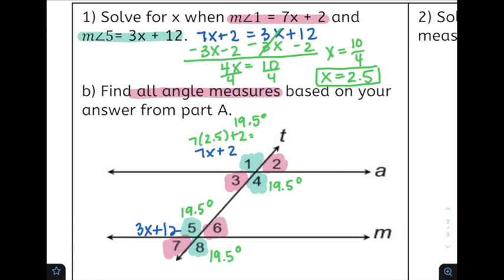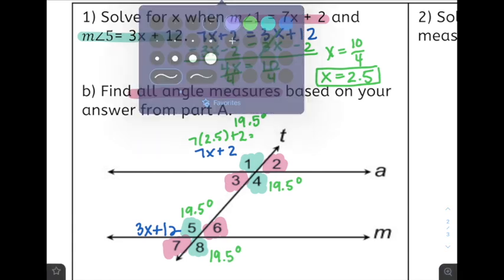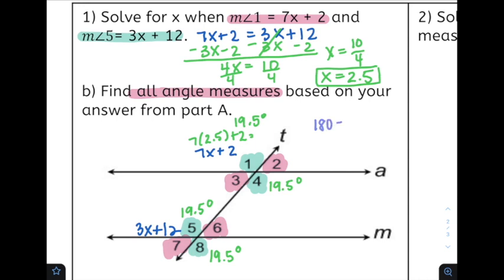Knowing that, I can then say 180 minus 19.5 will give me its supplement, which is 160.5, and I'm just keeping it in decimal form. So I know my other angles are going to be 160.5 degrees, 160.5 degrees, 160.5 degrees. All right, let's go over number 2.